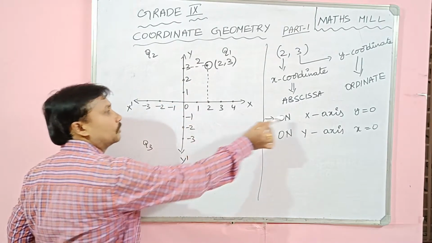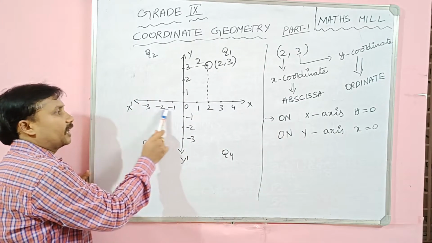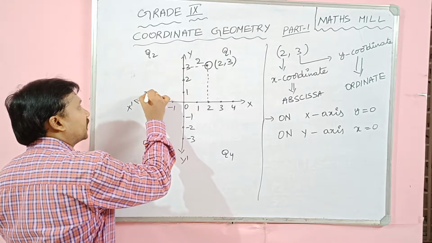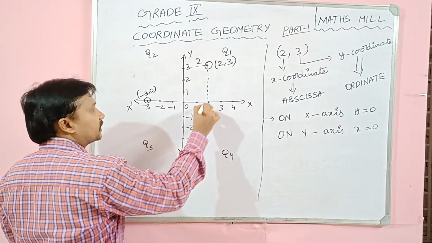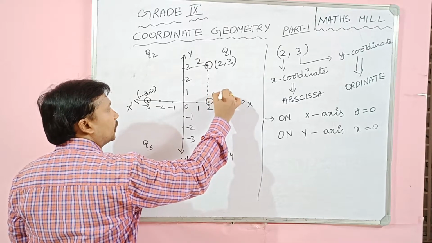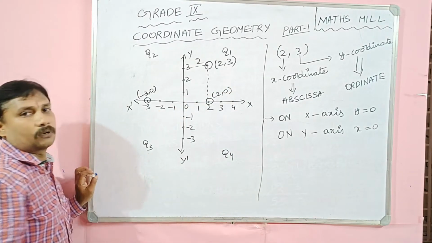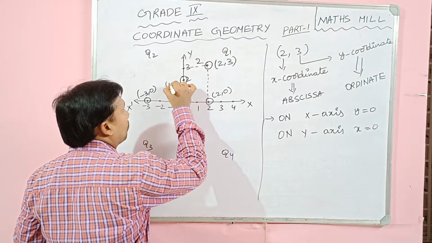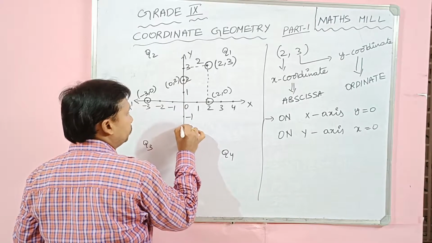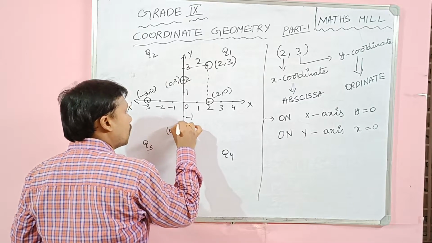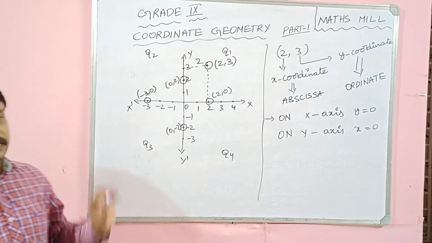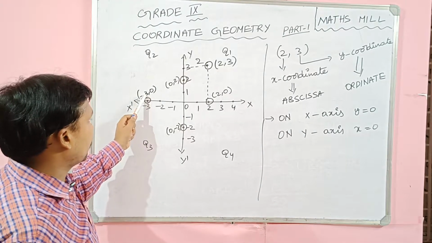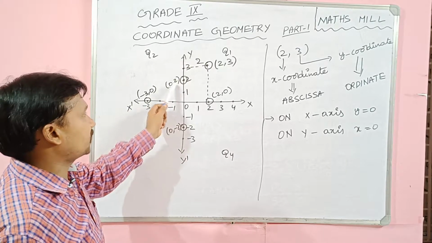On the x-axis, y is equal to 0. Anywhere we take, for example, this is the point (-3, 0). This is the point (2, 0), like that. On the x-axis, y is equal to 0. On the y-axis, it is (0, 2); here it is (0, -2). On the y-axis, x is 0. So if we observe, here we are writing first x, next y. Here also we are writing first x, next y.